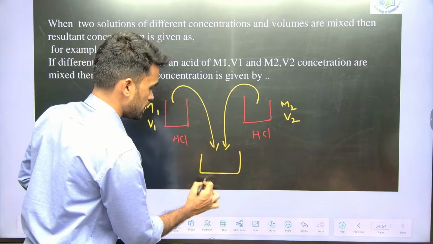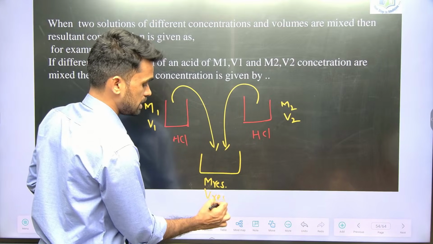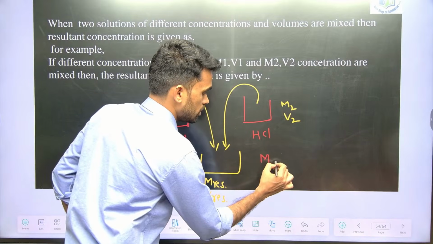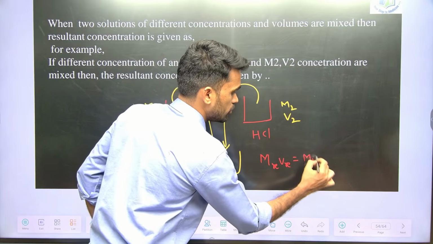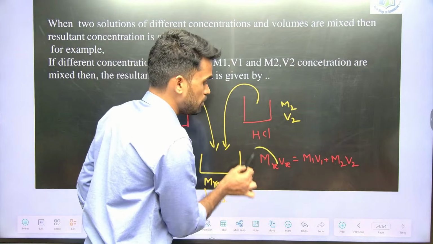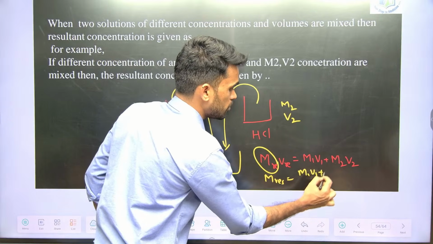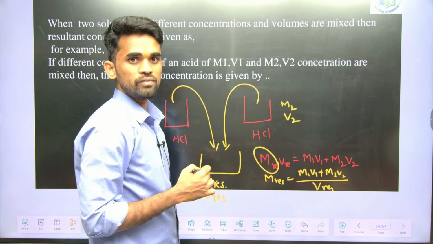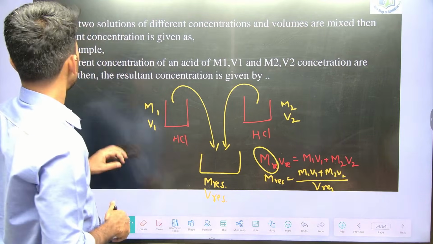So that I am saying M resultant. This is what I want. So what you need to take is M resultant into V resultant is equals to M1 V1 plus M2 V2. So if they simply ask what is M resultant, M resultant is equals to M1 V1 plus M2 V2 by V resultant. V resultant means what? V1 plus V2, like that. Okay, so that's it up to here.